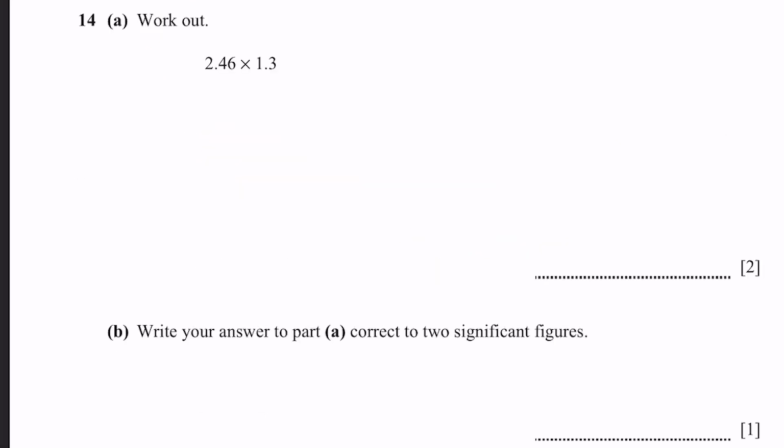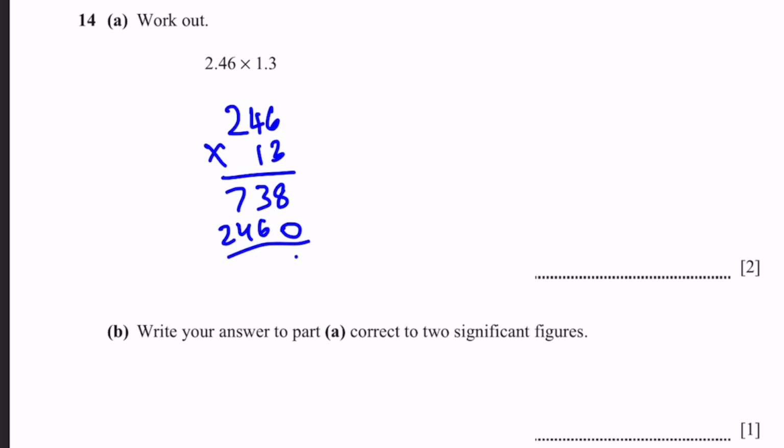Question 14 A. Work out 2.46 times 1.3. Now let's first take out the decimal places. 246 times 13. Now we can just do this normally. And the answer we get is 3198. And that's 3198. And now we have 1, 2, 3 decimal places, which means 3.198. So that's the answer.